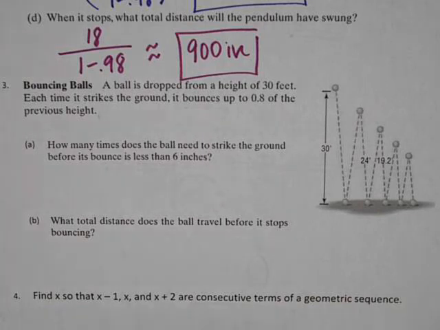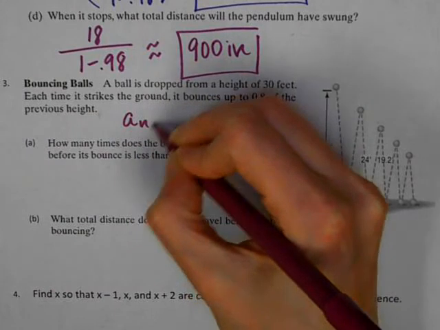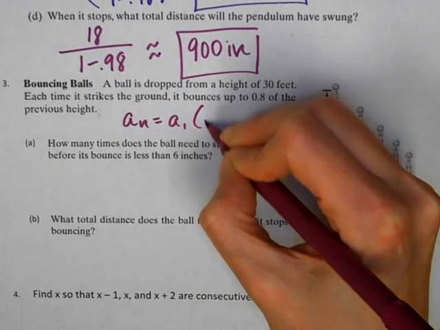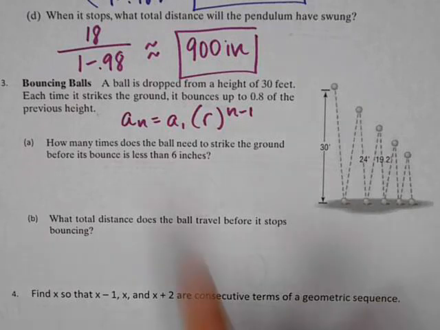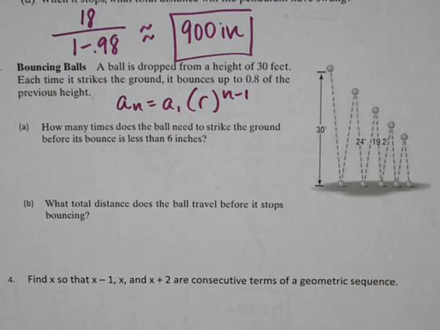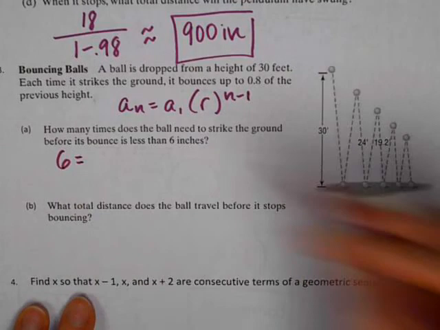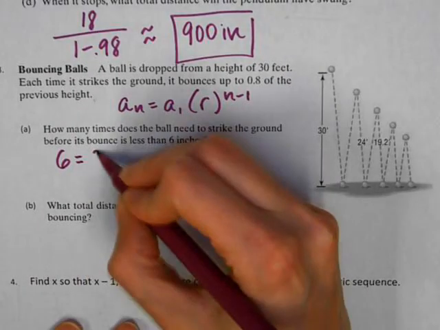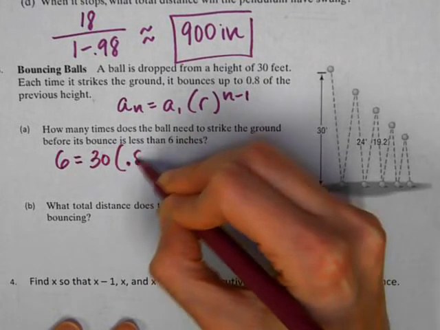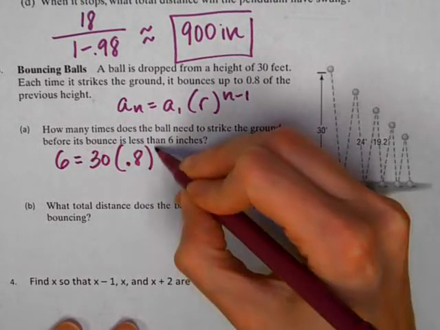So let's use our same formula. A sub n equals a sub 1 times r to the n minus 1, because this is for geometric. How many times does the ball bounce? That means we're solving for n. And we want the height to be less than 6. So kind of like before, let's just use 6, and then we'll figure out the answer. So a sub 1, initial height, is 30. R is 0.8, and we're trying to find n.